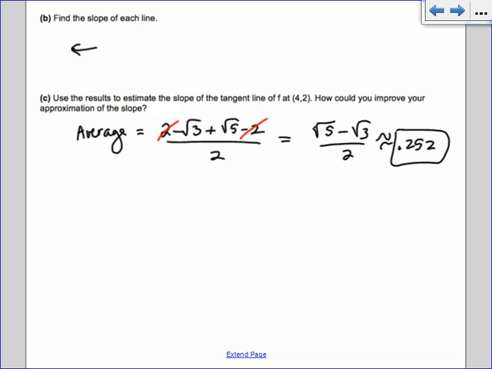Okay, so that ends up being pretty close. The actual value, if you find it with calculus later on, is going to be 1/4. So really, really close, actually. All right, so what are ways we could improve our approximation? What if we picked points that were even closer, right? What if we picked 4.5 and 3.5 on each side, or 4.1 and 3.9, then we would be even closer, right?